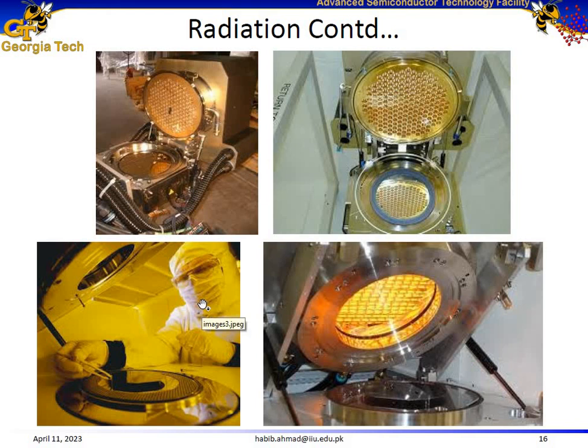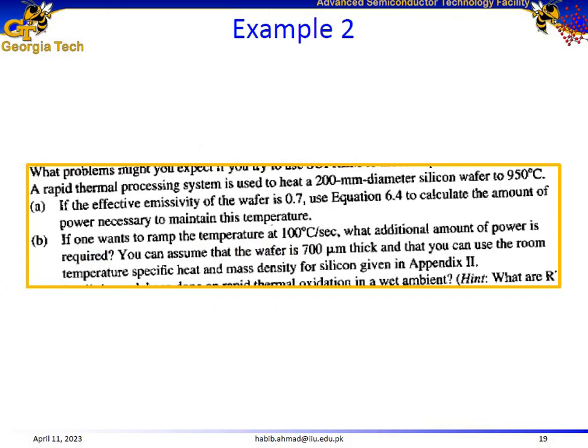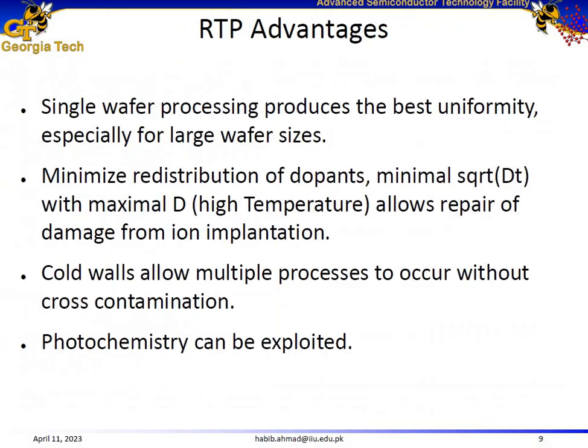These are different examples of rapid thermal processing achieved via radiation through different kinds of lamps. Mostly these are tungsten halogen lamps. I already discussed one of the examples of radiation in one of the previous slides. Let me go back to that slide.